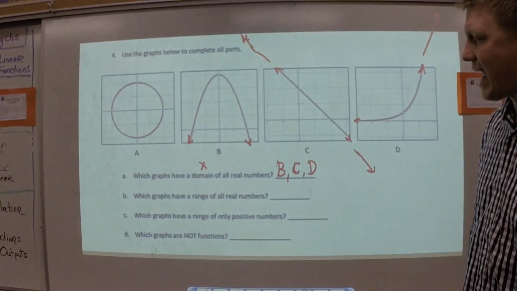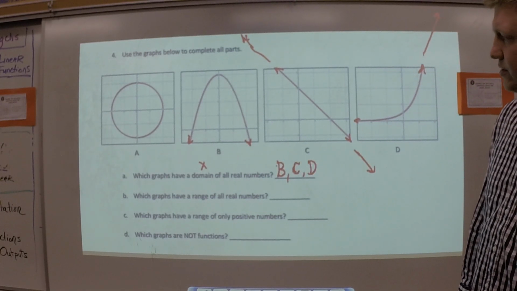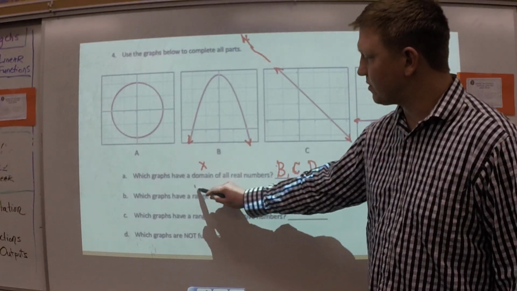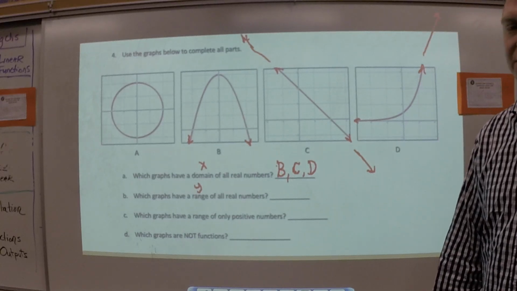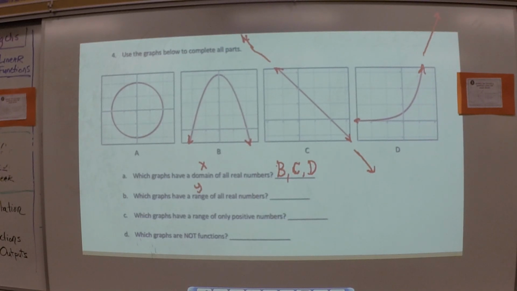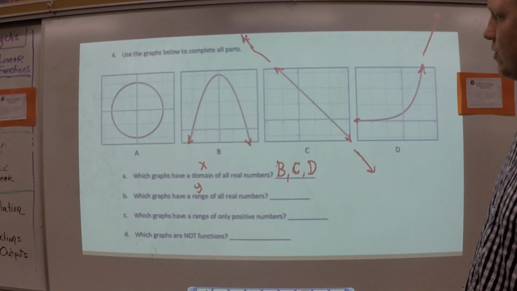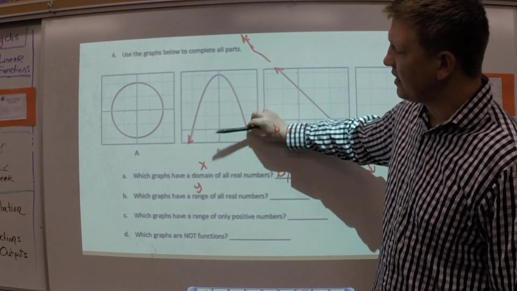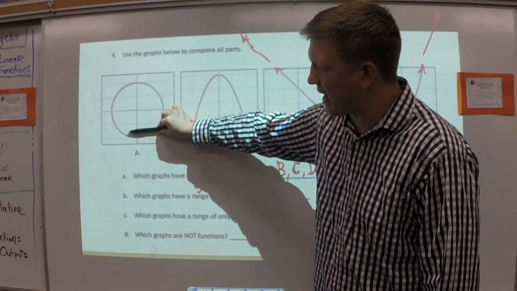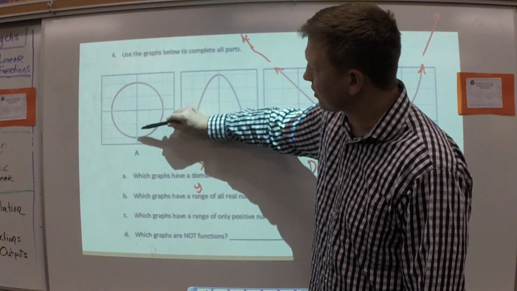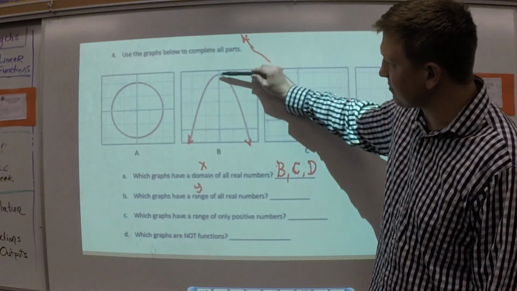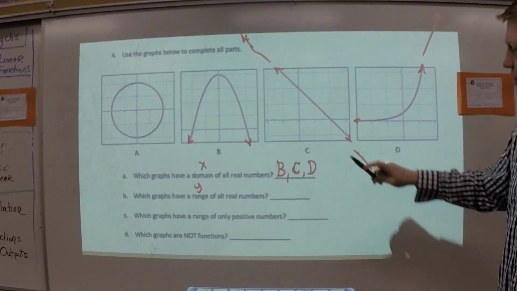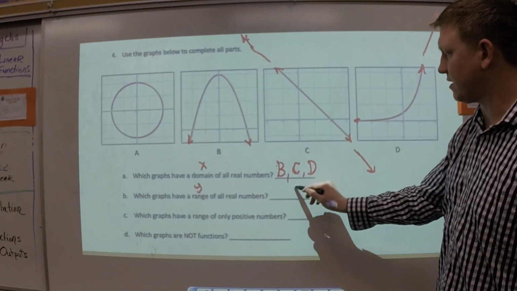Which graphs have a range of all real numbers? All real numbers for your range, which means your y values. Which y values could work in this case? Here's a y value, and it's everything below that. It's certainly not this one, because this is a span of y values that could work. Go to your y-axis and see which numbers work. Well, this one's less than this value. This one is everything above and everything below, and it's all of the y values, yes, on C.